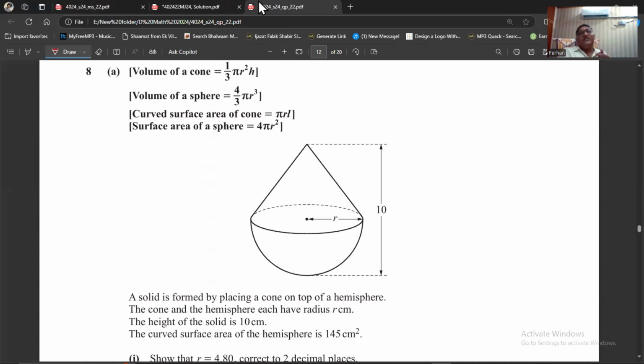Question number 8, it says the volume of the cone is 1 by 3 pi r square h. The volume of a sphere is 4 by 3 pi r cube. Curved surface area of the cone is pi r L. And the surface area of a sphere is 4 pi r square.